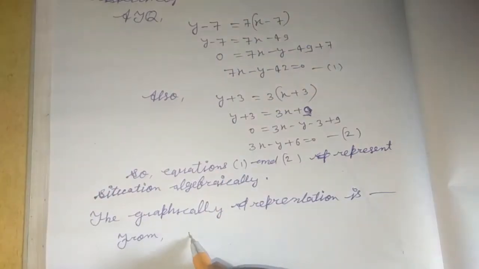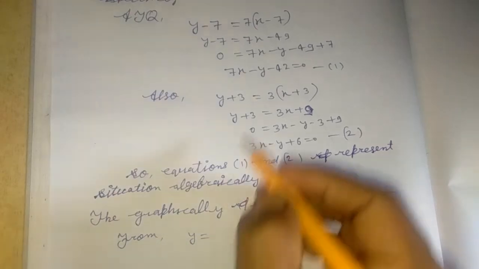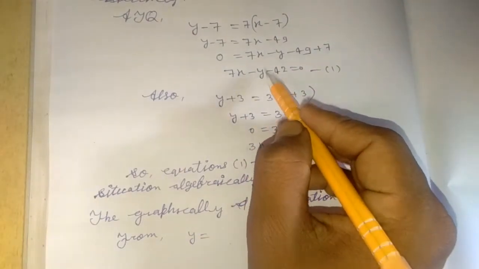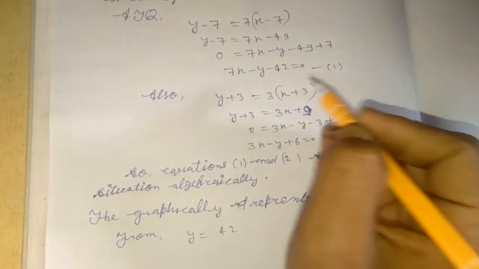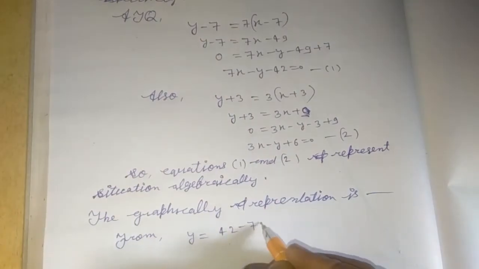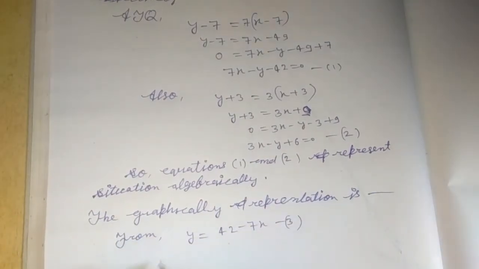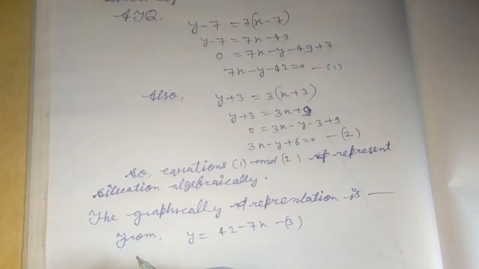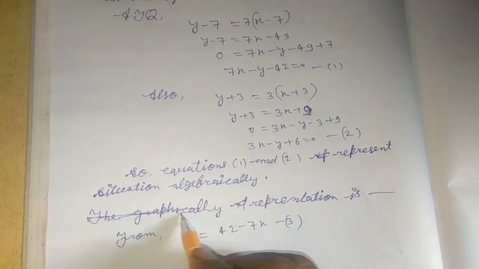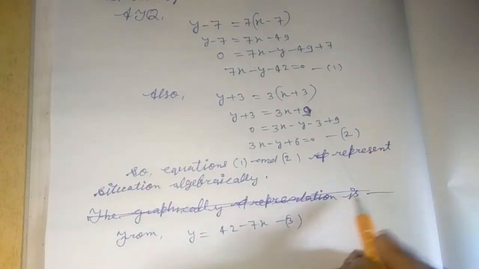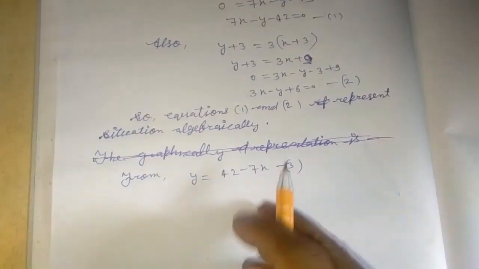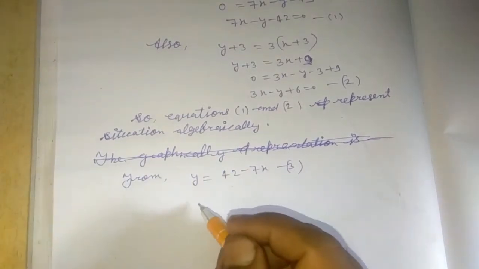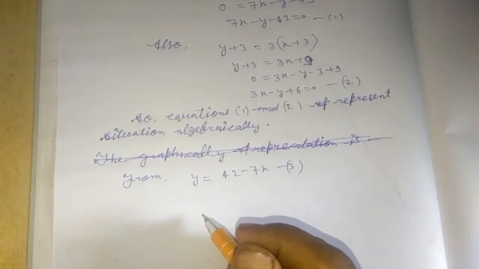When we write y in terms of x, y is equal to minus 42 transferred to the right side, it will be plus 42, and 7x transferred to the right side, it will be minus 7x. So it is equation 3. We will write this line after making the solution table of the given equations 1 and 2.